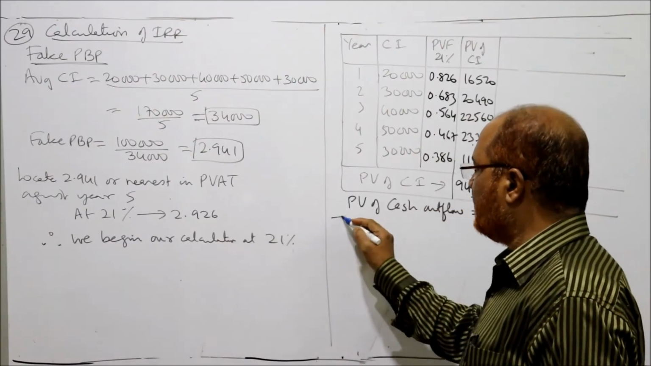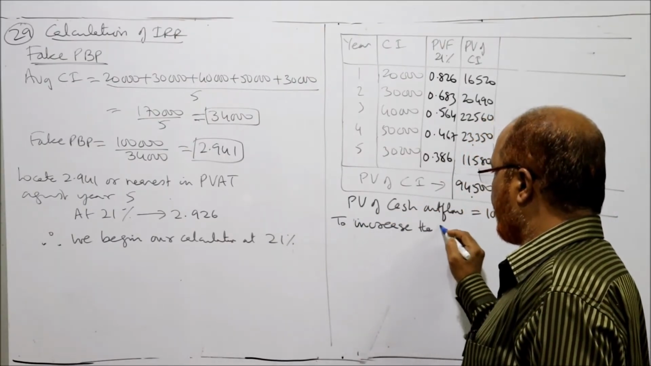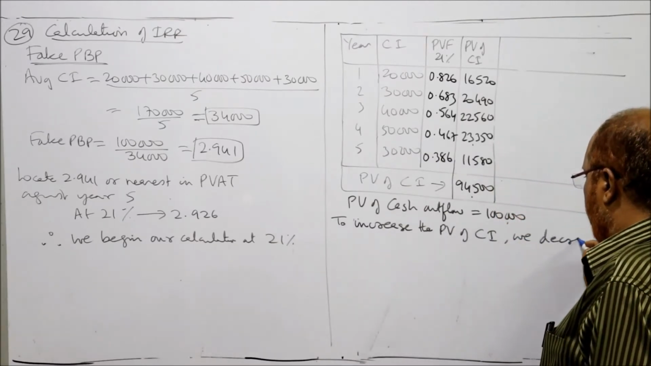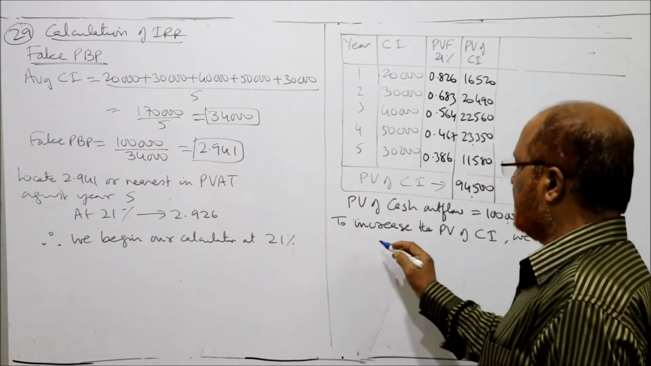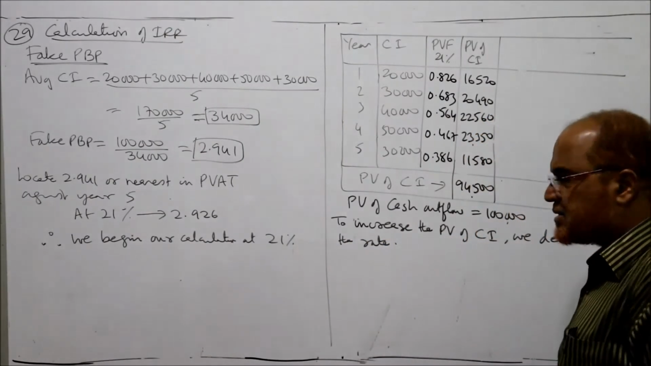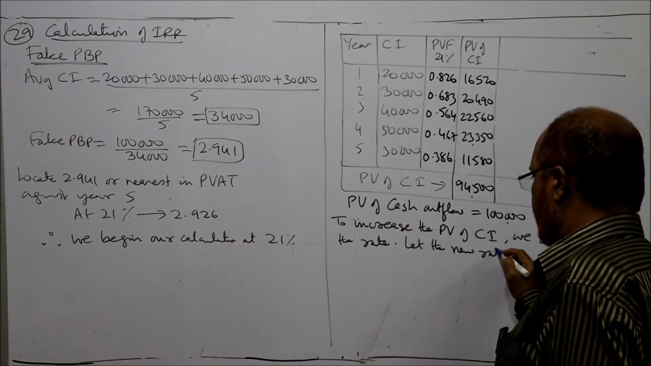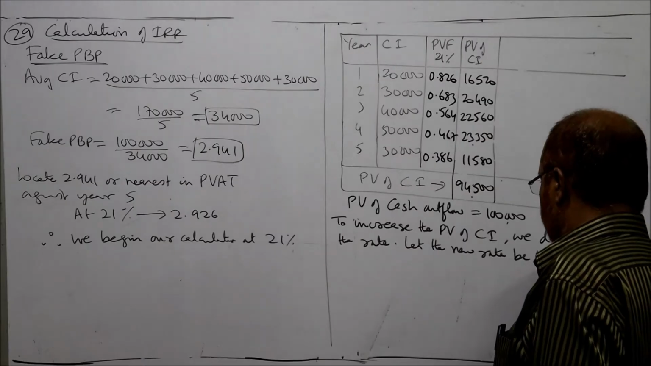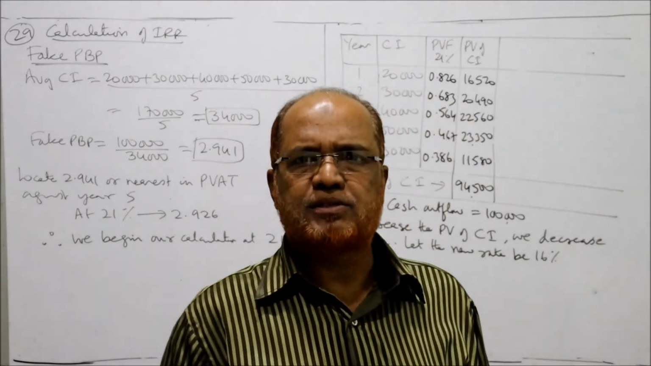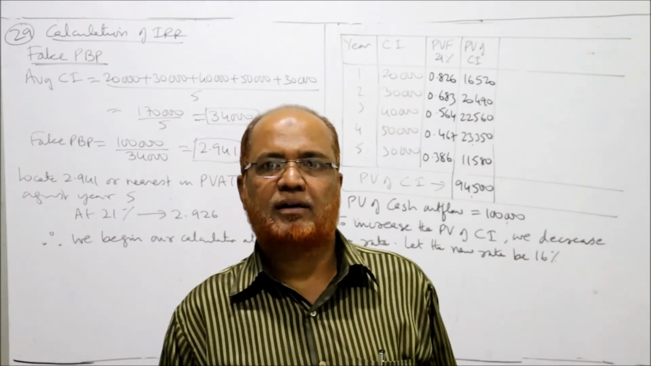To increase the PV of cash inflow, we decrease the rate. Let the new rate be 16%. Okay, now you may get one doubt in your mind. Why take 16%? We can take 15%. We can take 17%. Yes, of course, you can take.